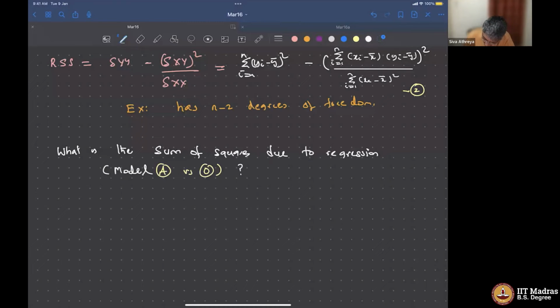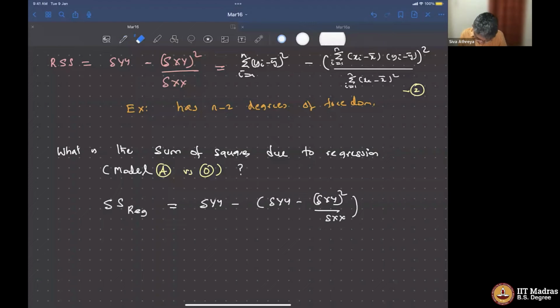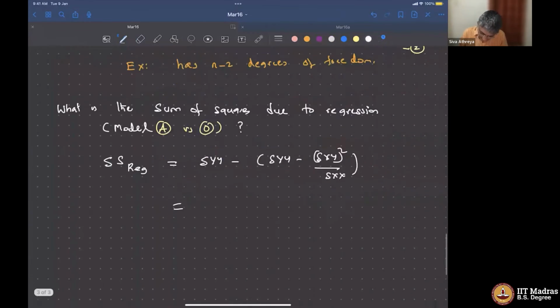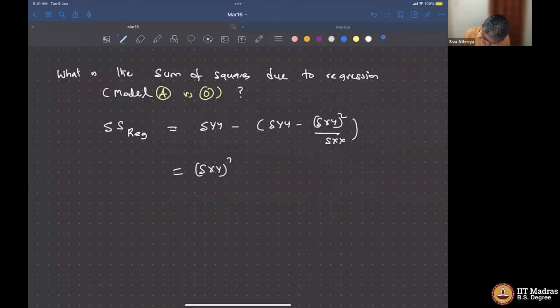So that means all I do is take the residual sum of squares I got from model 0, and subtract the RSS from it, right? I'll call this SS reg. The first one I just got SYY. And the second one I got SYY minus SXY the whole squared by SXX. This is the difference between the two. If you subtract the two, what do you get? You will just get SXY the whole squared by SXX. That's the sum of squares due to regression, right?